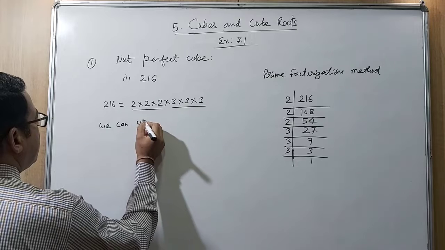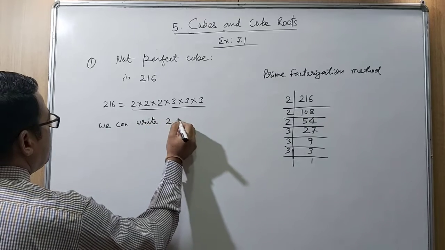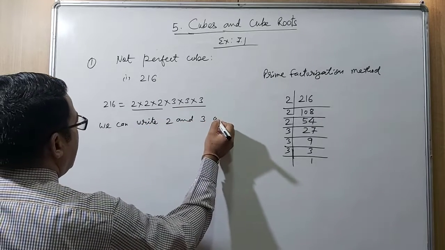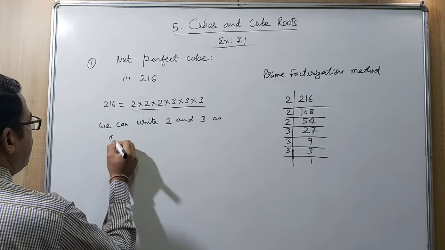So you can write here, we can write 2 and 3 as triplets.